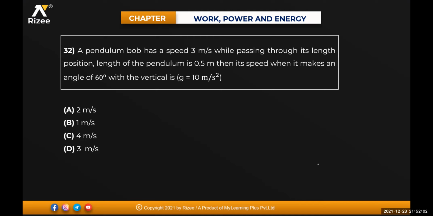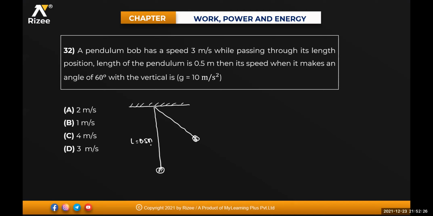A pendulum has a speed of 3 meters per second while passing through its lowest position. That means somewhere here right now, this particle is at the lowest position. Then it comes to somewhere here right now. The length of the pendulum is 0.5 meter. Okay, length L is equal to 0.5 meter.